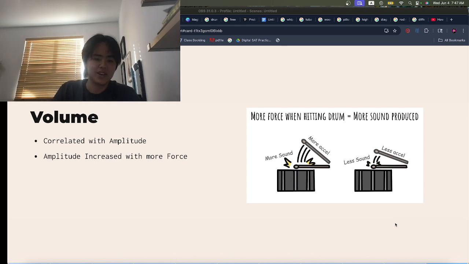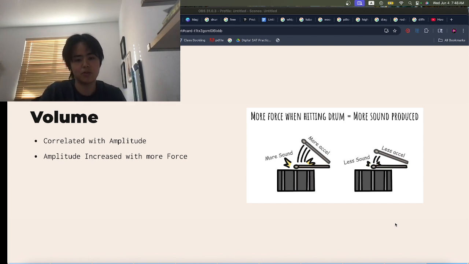Lastly, we'll talk about the volume of the sound, which is correlated with the amplitude. If you hit the drum faster, it will have an increased amplitude, it will produce more sound, and it will increase with more force applied from you. Okay, thanks for listening.